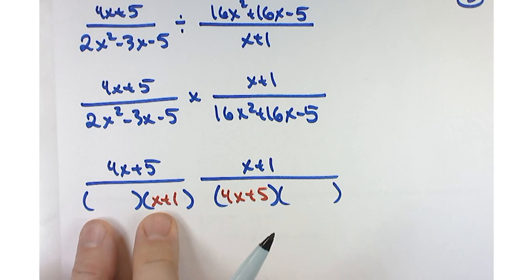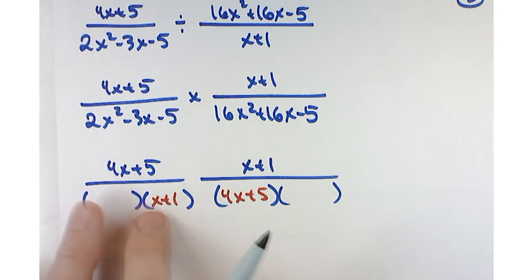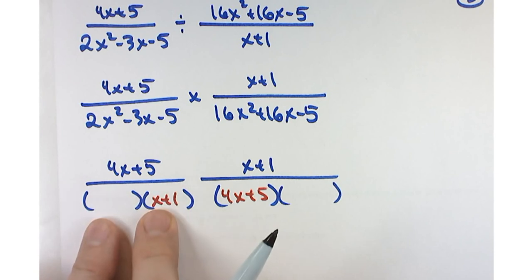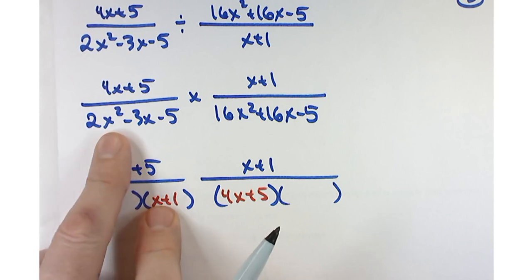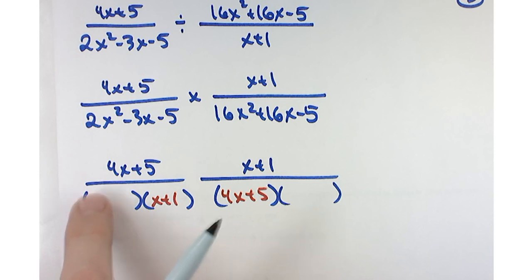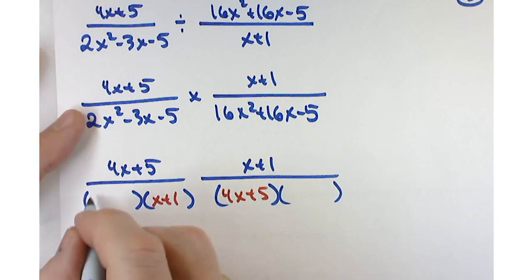So how do we work this? How do we rework this? Well, we know that when we multiply the first two terms together, what should I get? 2x squared. So if I've got one of the x's, what's missing from here then? A 2x. All right, so let's put in a 2x there.